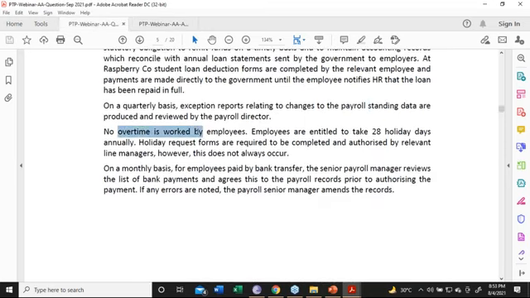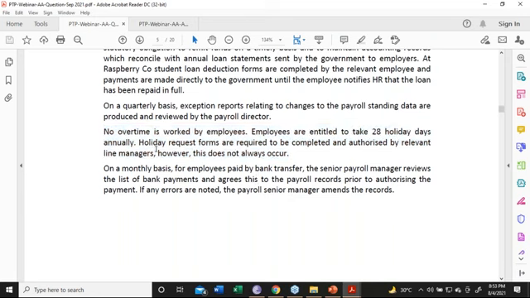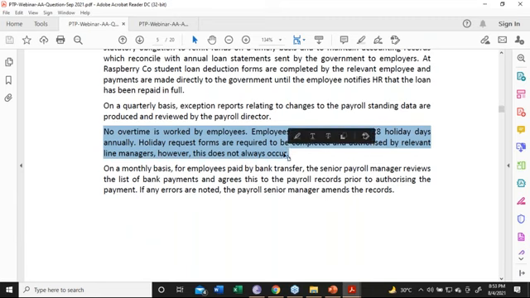Okay, no overtime is worked by employees. Employees are entitled to take 28 holidays annually. Holiday request forms are required to be completed and authorized by relevant line managers. However, this does not always occur. Please read this paragraph all over again and tell me, is it a good control or a poor control? I will copy everything from here up to this point, and this is a poor control.